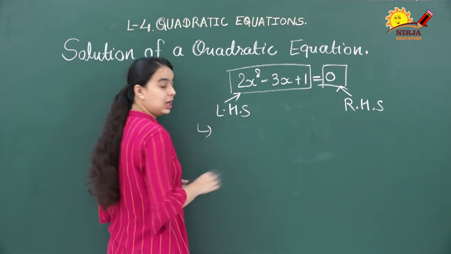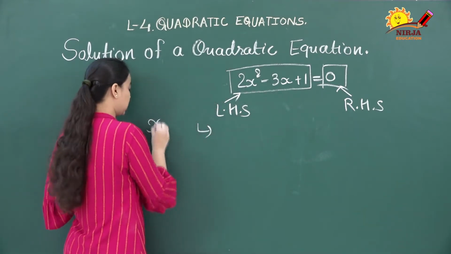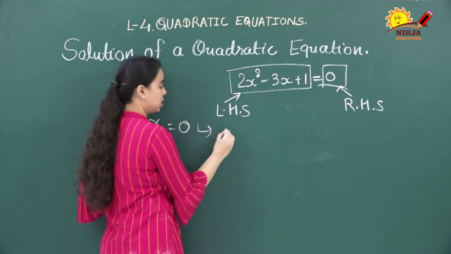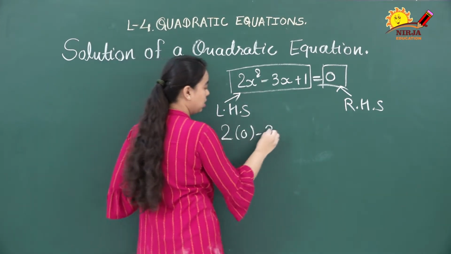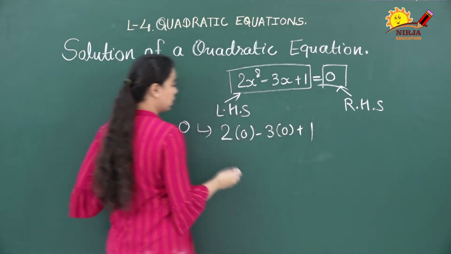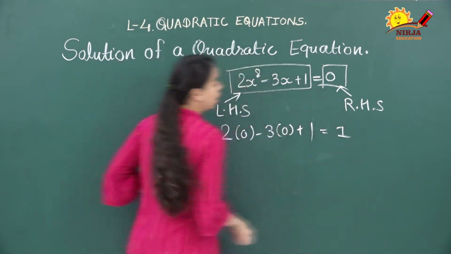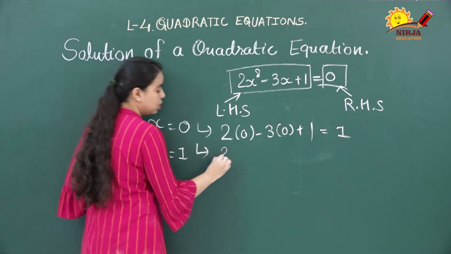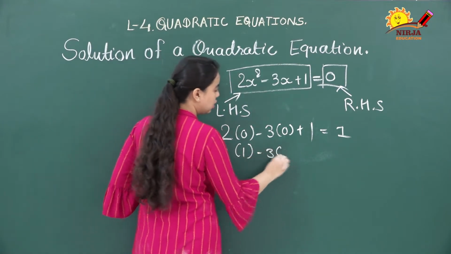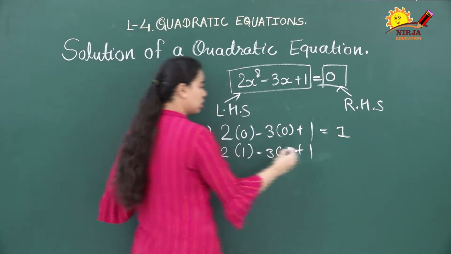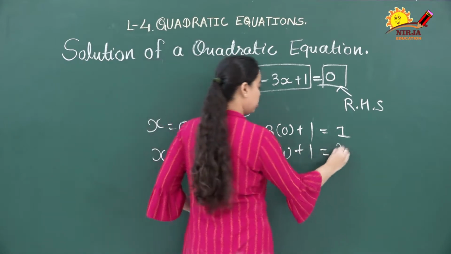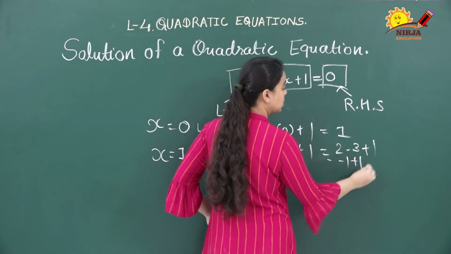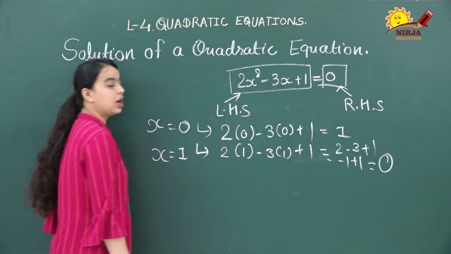Here, first I am taking x as 0 for this particular LHS. Let's put it in, plus 1. What answer are we getting? 1. Okay, fine. Now let's take x is equal to 1. 2 into 1 square, 1, minus 3 into 1 plus 1. Let's solve it further. 2 multiplied by 1 is 2, minus 3 plus 1. 2 minus 3 is equal to minus 1, plus 1 is equal to 0. So here we got the answer as 0.